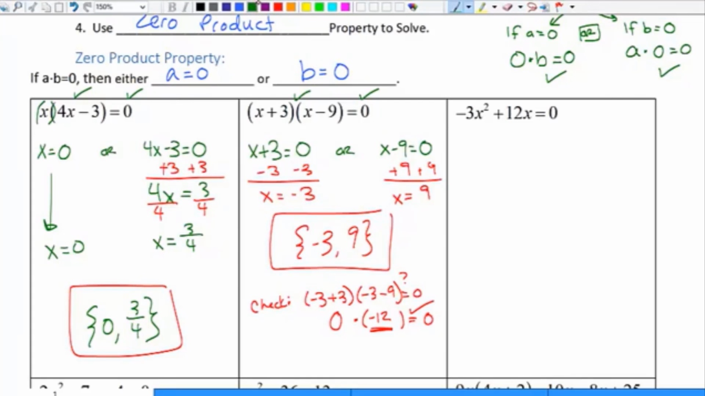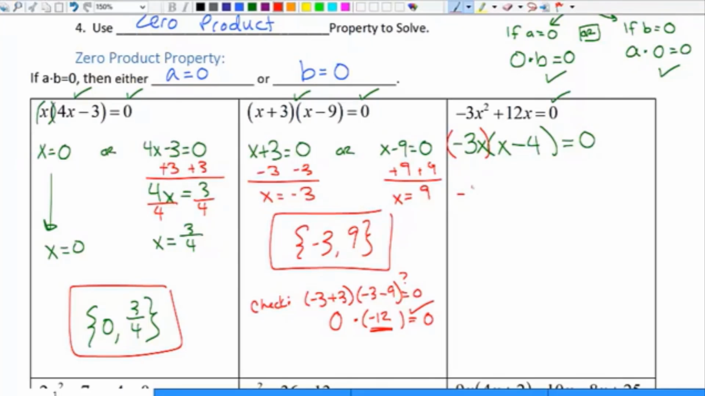Let's go on to the next problem. -3x squared plus 12x equals 0. Step 1 is make sure it's in standard form equal to 0. Check, that's done. Step 2, factor the left-hand side. So on this left-hand side, I'm going to use the factoring skills that I've been practicing. Step 1 is a GCF. I can factor -3 and an x out. So that gets me -3x squared divided by -3x is x. Positive 12x divided by -3x is -4. Step 3 says set each factor with a variable in it equal to 0.